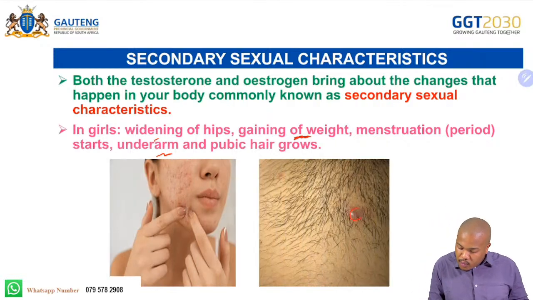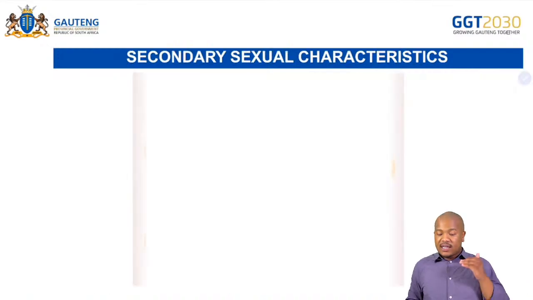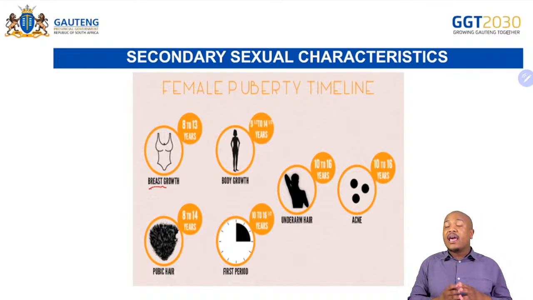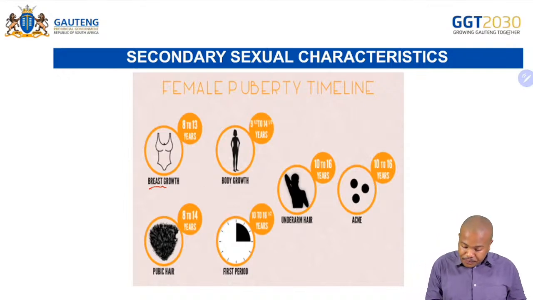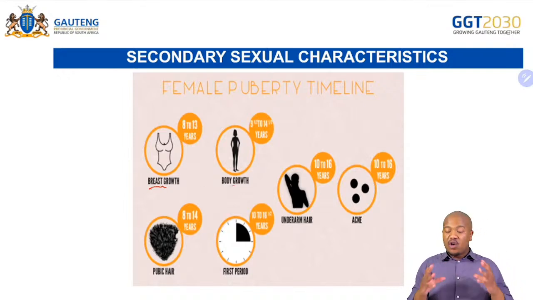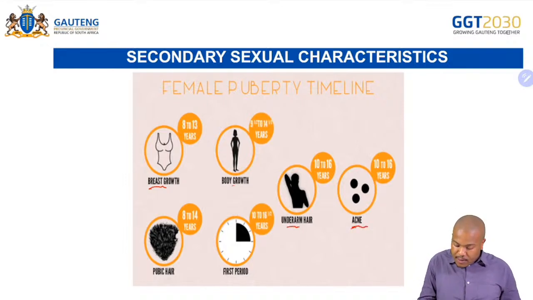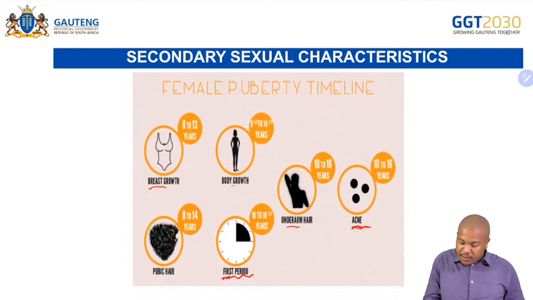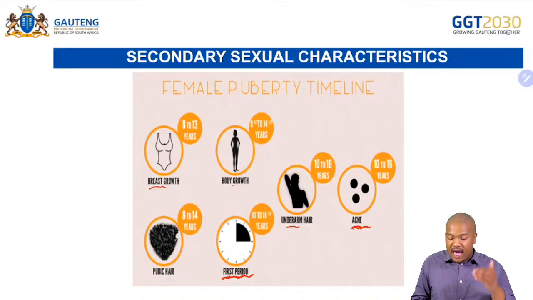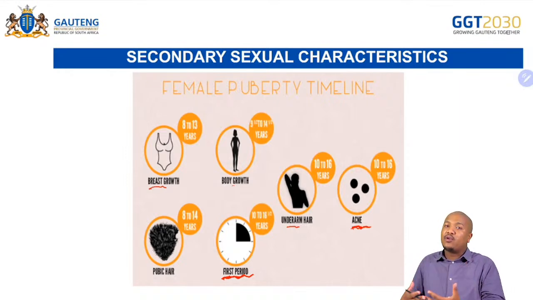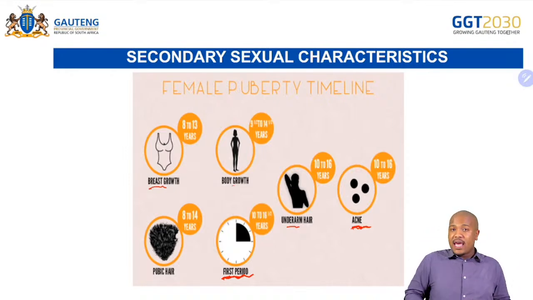And also you may develop some pimples on the face, right? So looking at this, it says that the breasts grow from the ages of 8 to 13 usually, and some body growth or gaining of weight, underarm hair, acne, or pimples, then the first period or menstruation, and also pubic hair grows, right? This is all between the ages of 8 to 13, and it differs from female to female because of the imbalances in hormones, right? Some start later, some start very early, right?